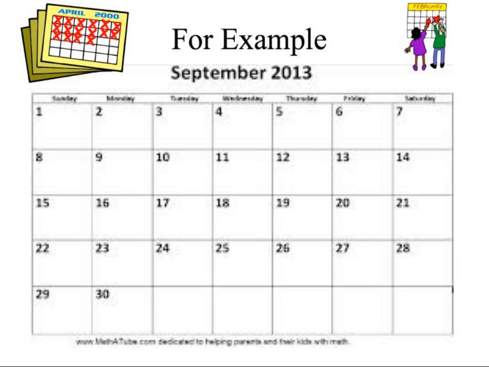So you'll look at the district calendar and mark out the non-teaching days on your calendar. For example, we know that September the 2nd is a holiday, Labor Day. So we would mark that off.